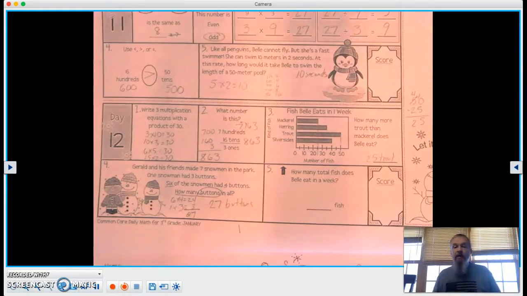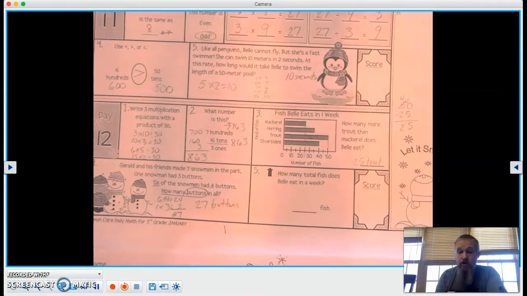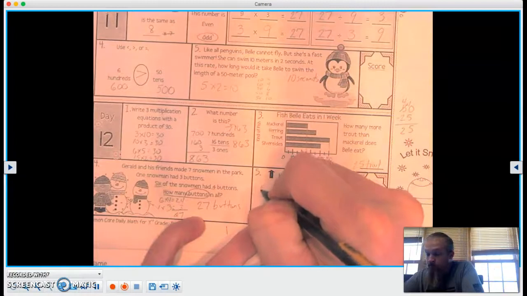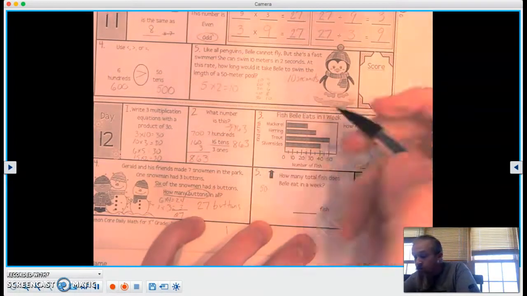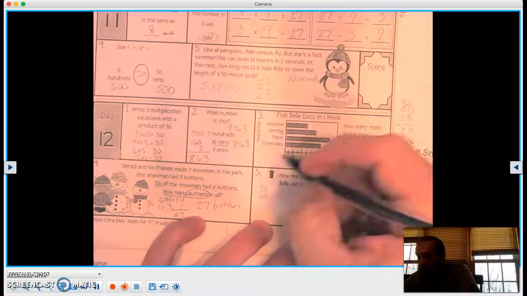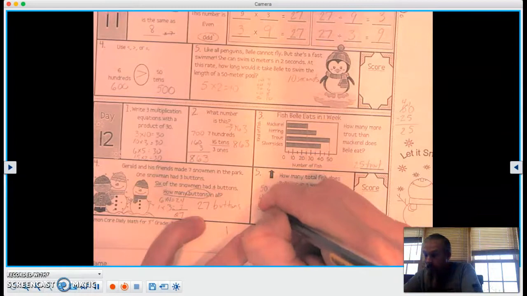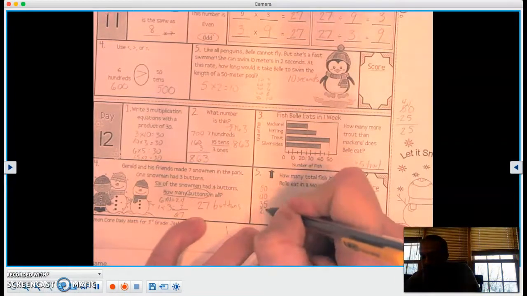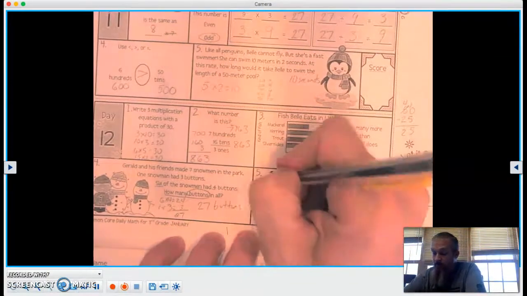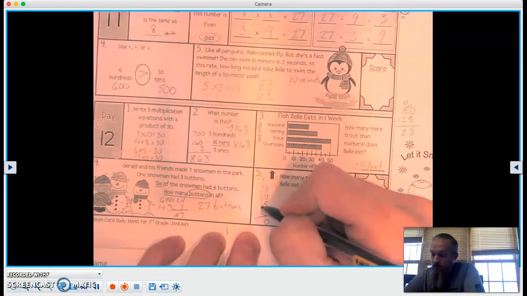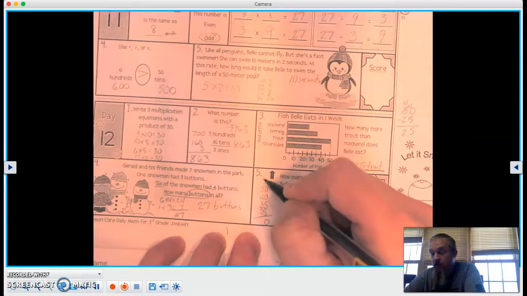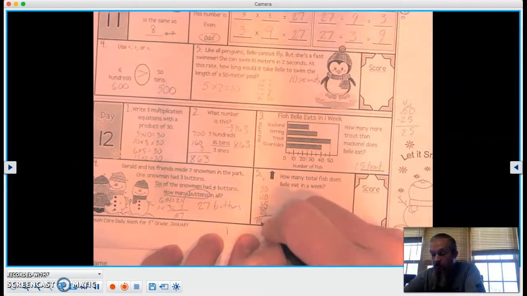Okay, number 5. How many total fish does Belle eat in a week? So we take our 50. Our next one here is 40. And then we have a 35 and the 25. So we're going to add all of those together. So 5 plus 5 is 10. And we have 3 and 2 is 5, and 5 is 10, and 4 is 14, and 1 more is 15.